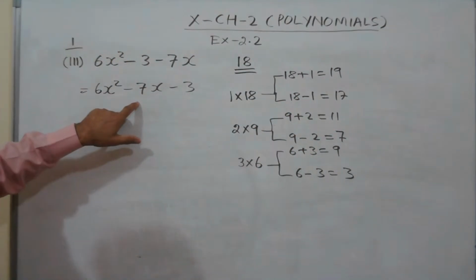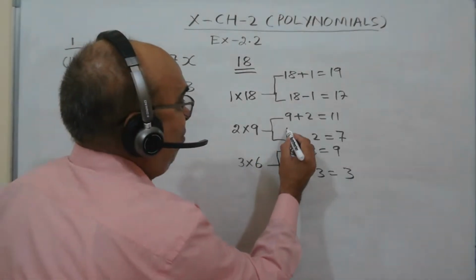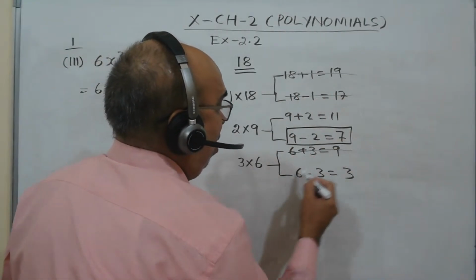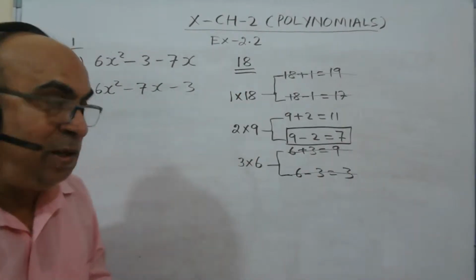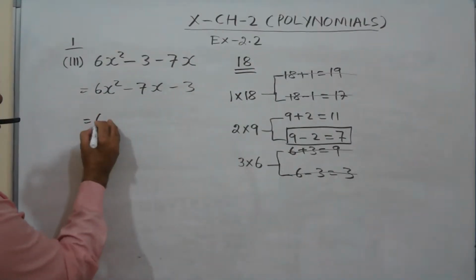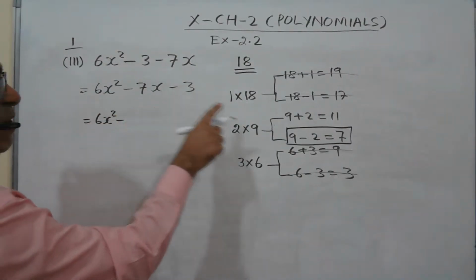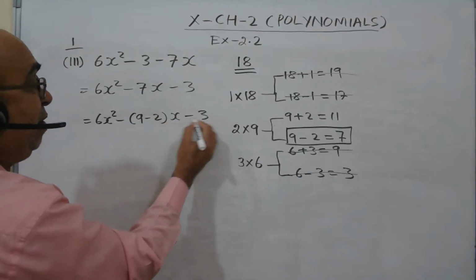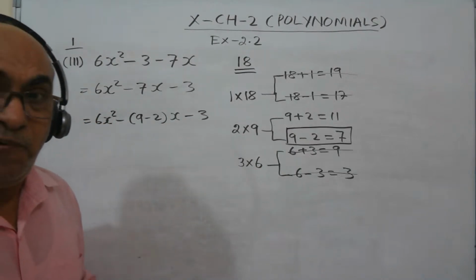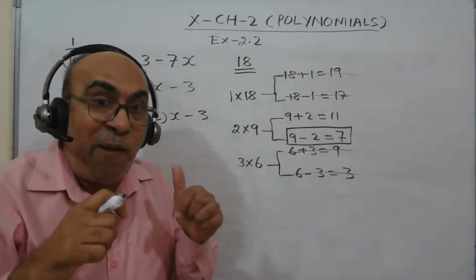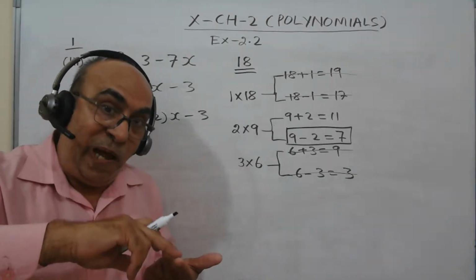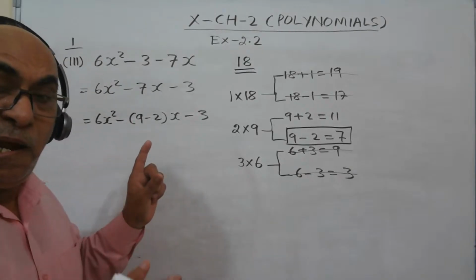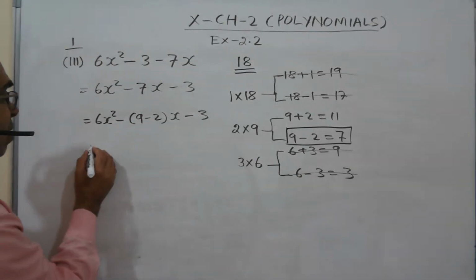This middle term is 7. Here you are getting 7, so you will use this pair. The remaining pairs are useless here. Got it? So now 6x square, in the place of 7, what will we write? 9 minus 2, and write it in a bracket. If you are not writing in a bracket, then you have to remember that 9 will be minus or 2 will be minus. If you write in a bracket and open the bracket, then it's okay.